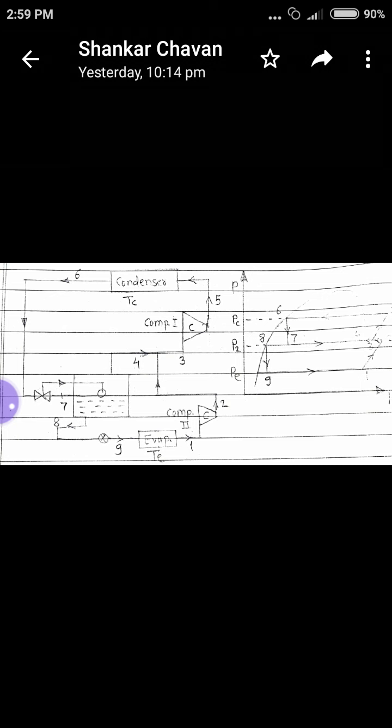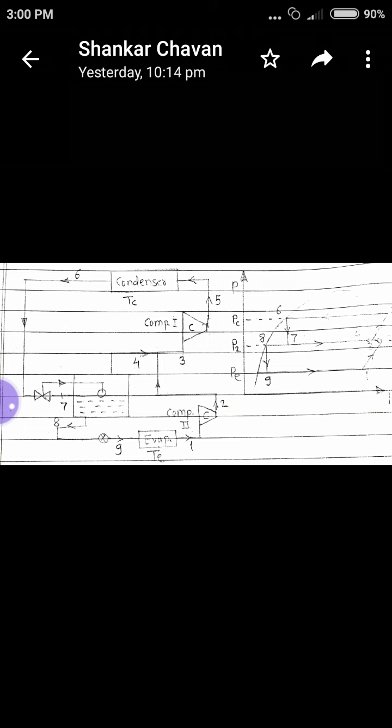In the throttle valve, what happens is the refrigerant gets expanded. During this expansion process, partial vaporization of refrigerant takes place. As the refrigerant gets expanded, its temperature decreases, okay, and some amount of the refrigerant absorbs heat from the surroundings and converts into vapor form. So before entering into the evaporator, some amount of refrigerant converts into vapor form, and that vaporized refrigerant is called flash.